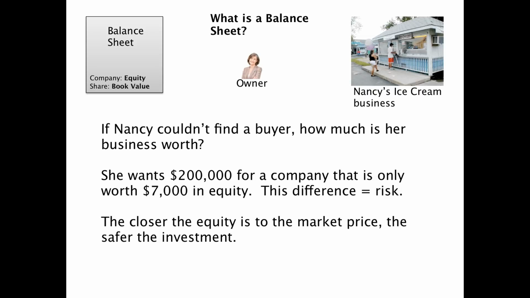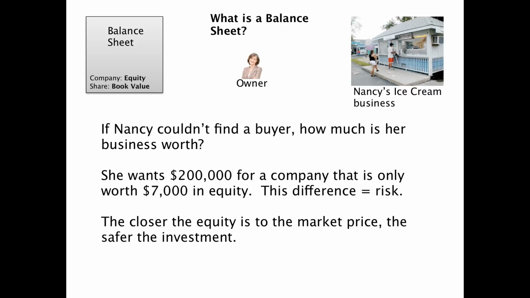So you saw a business that went from her trying to sell it for maybe $200,000, but if she can't find a buyer and she just wants to kill the business and sell her ice cream machine and pay off her debts, she's only going to have $7,000 left at the end of the day. So this difference between the market price that a person is asking for and the actual equity sitting in the company, that difference is the risk. That's the margin of safety. And this was Benjamin Graham's big thing, who we learned was Warren Buffett's professor at Columbia. His big thing was margin of safety.